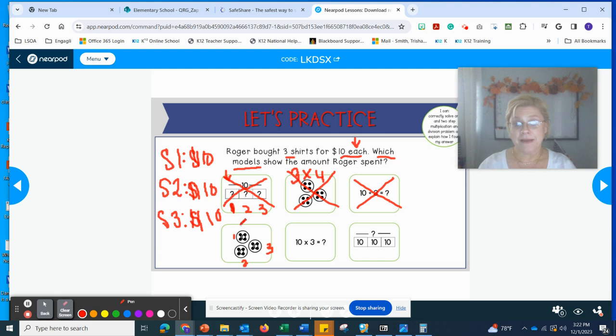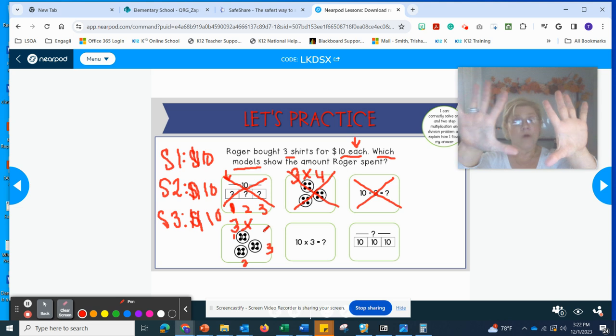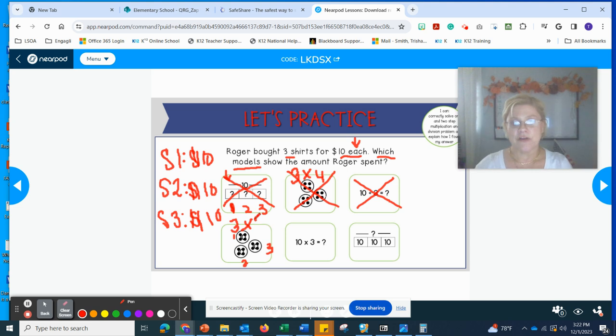So we have 3, and in each circle there is a 10. So it's saying 10. 3, how much is each shirt worth? Roger spent $10 on each shirt. So 3 times 10. Does this model represent what Roger paid? Yes, it does. So let's put a check mark. Actually, is there an undo? No, there's not an undo. We could have just circled it instead of a check mark. But. All right.